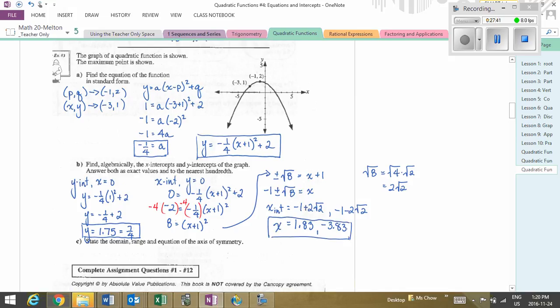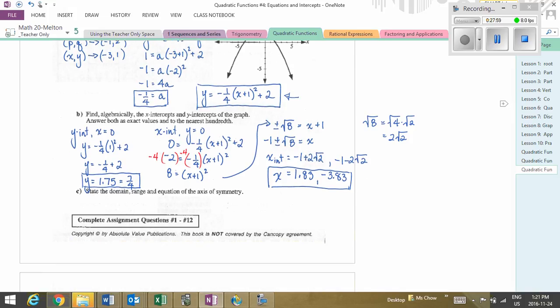Okay. Of course, we can confirm that as well if we were to enter the graph into our graphing calculators, and we can also then confirm our y and our x-intercepts. Okay. So last piece is state domain and range and equation for the axis of symmetry.